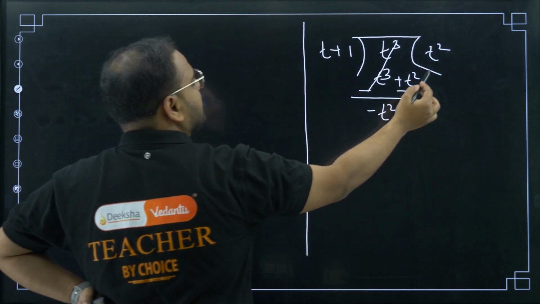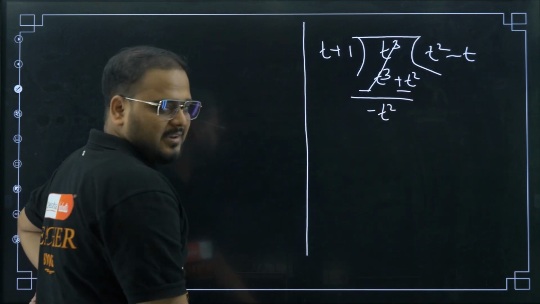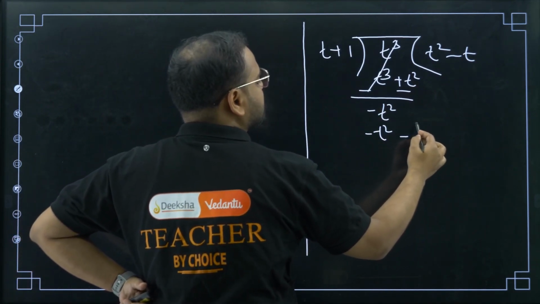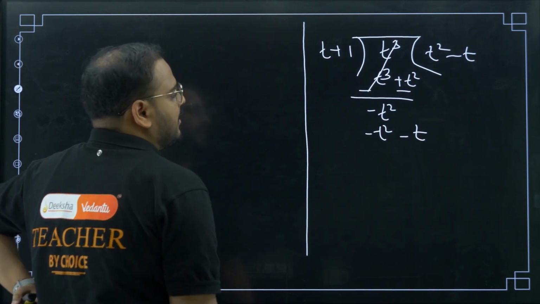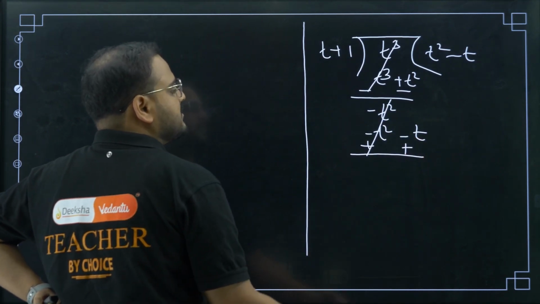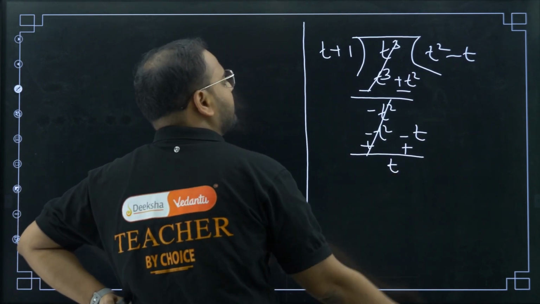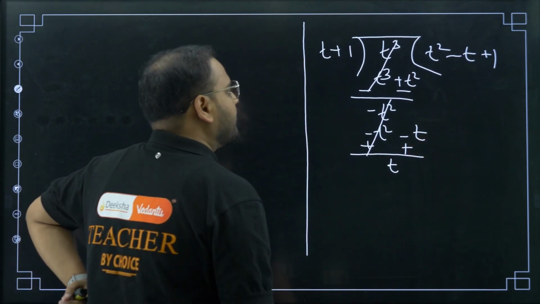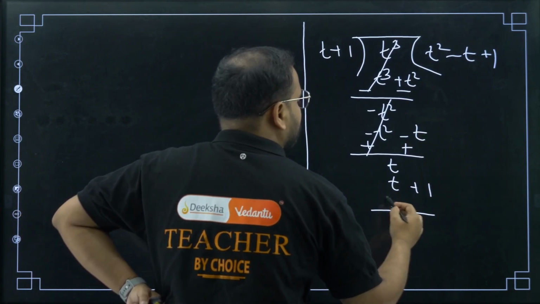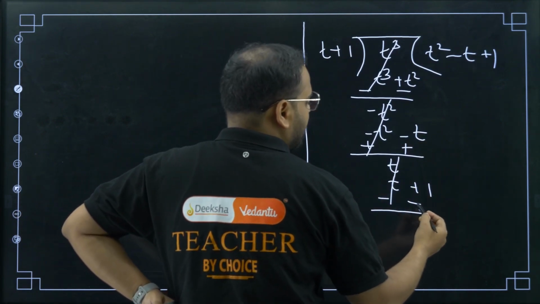Now I have to multiply t with minus t. When I do that, what do I get? Please have a look. I get minus t square minus t. Now again subtraction, so the sign change goes out. I get simply t. Now I multiply it with plus 1. I get t, and here plus 1. Sign change goes out. What is this answer? The remainder is minus 1.